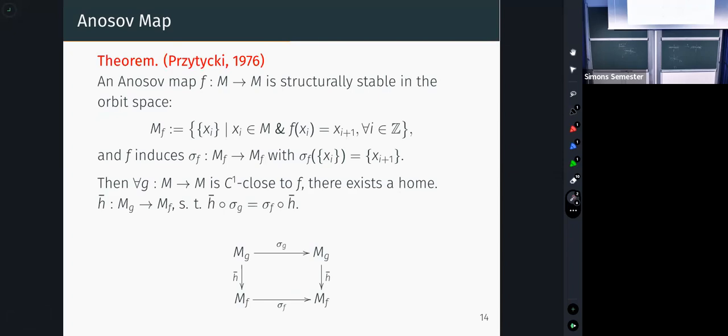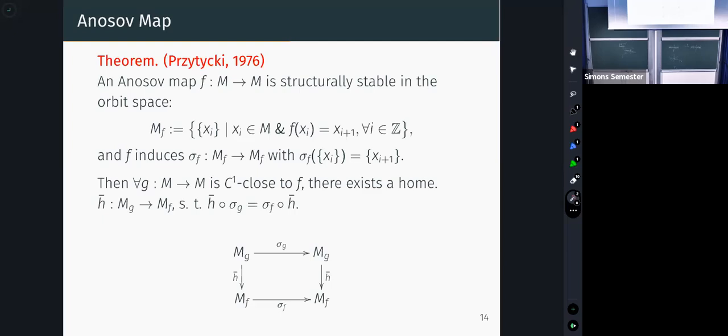And actually you can show, for this orbit space, you induce a sigma f with the shift map, right? The shift map takes xi to xi plus one. Then for any g which is C1 close to your f, you can find a homeomorphism. But right now the homeomorphism is on the orbit space. So in the orbit space, you are structurally stable and you can have the conjugacy.